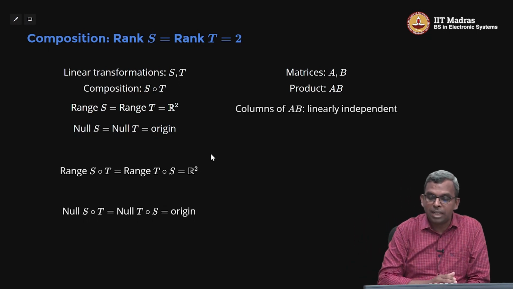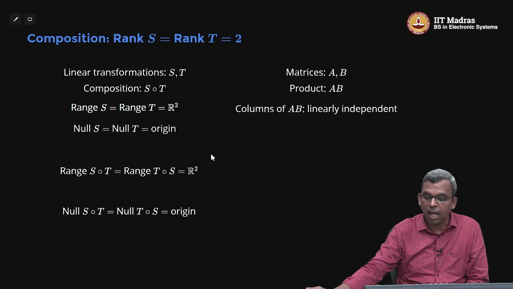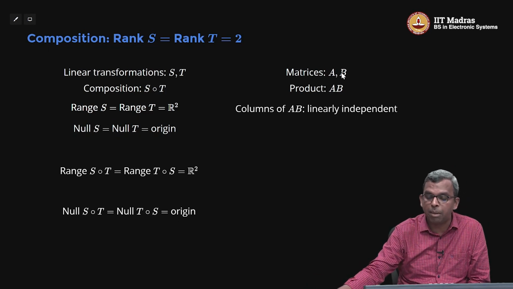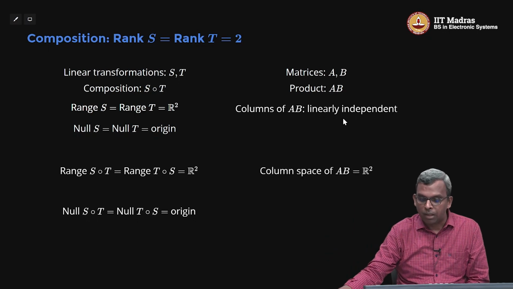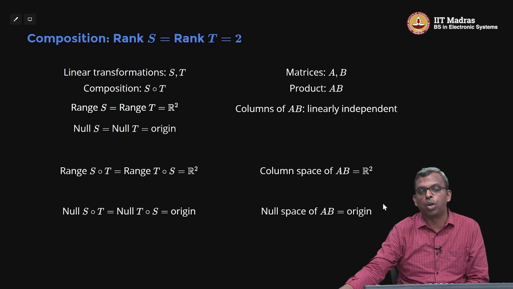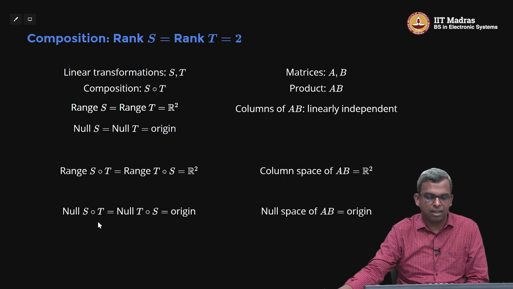So, if you look at it in terms of the matrix, I know that the columns of A are linearly independent, columns of B are linearly independent. So, when you multiply AB, the columns of AB also become linearly independent because rank is 2, right. So, column space of AB is R2 and null space of AB is origin.